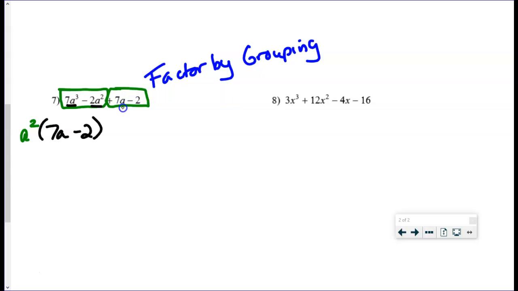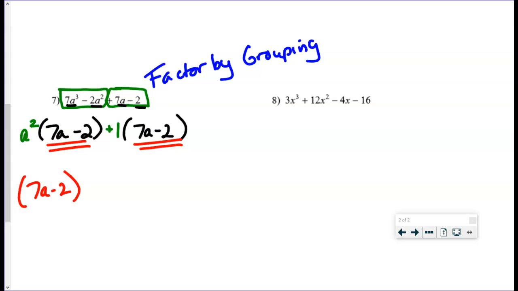Now in the second group, there's really nothing common to factor out, so you have to factor something out, and you can always factor a positive 1 out of a term, and it's not going to change the value at all. So if you divide by 1, you don't change it, so it's a 7a minus 2. And this is how I know we're on the right track. You should now have a common factor in the parentheses that you're going to take out to the front of the problem. So the 7a minus 2 can come out in front. And then if you look at what I have left over when I take those out, I still have an a squared and a plus 1.